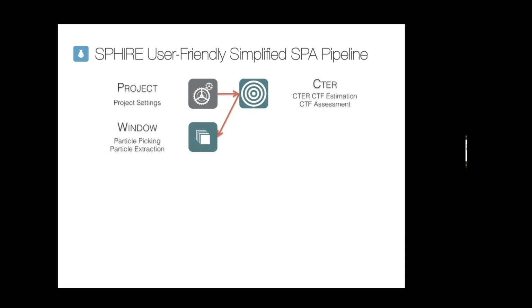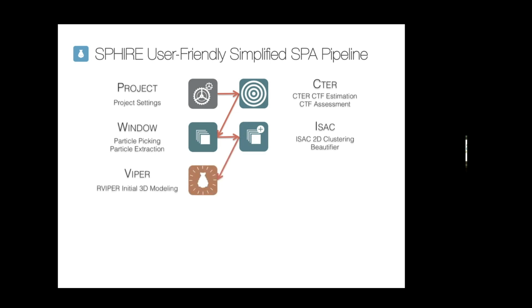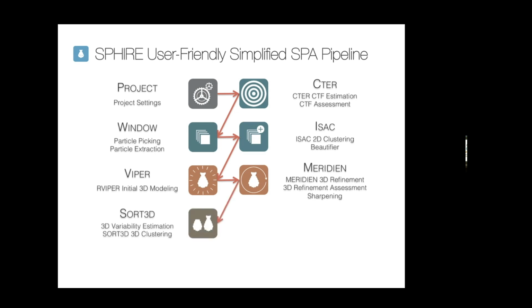The first step is project settings, then CTER for CTF estimation and assessment, Window for particle picking and extraction, ISAC for 2D clustering, VIPER for initial 3D modeling, MERIDIEN for 3D refinement and B-factor sharpening. Then 3DVariability for 3D variability estimation and 3D clustering. And finally, LocalRes for local resolution and 3D local filtering.